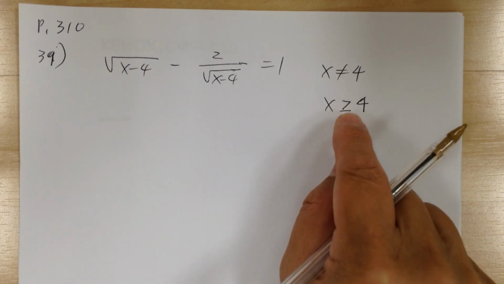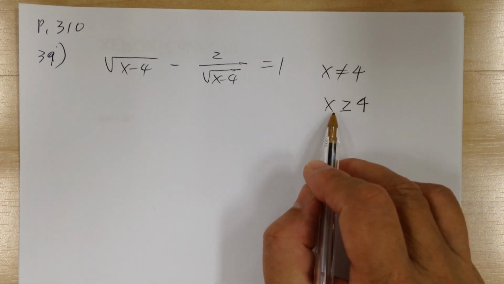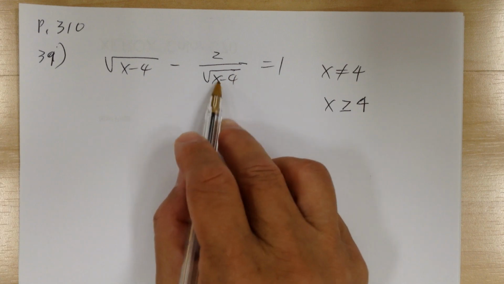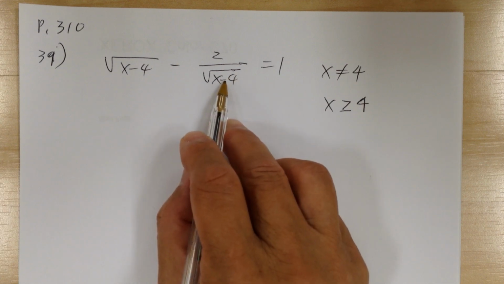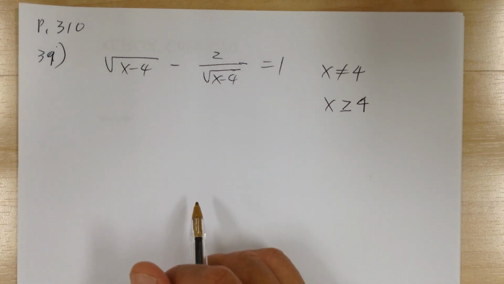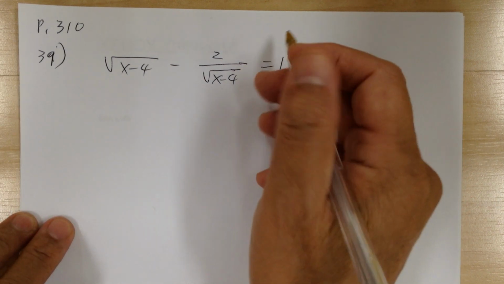Once we write down our restrictions, again, the reason you have to have x greater than or equal to 4 is so that you will not have a negative number, because if you have a negative number, then you're going to get an imaginary number. And again, we only deal with real numbers. Okay, so let's go and multiply by the LCD.